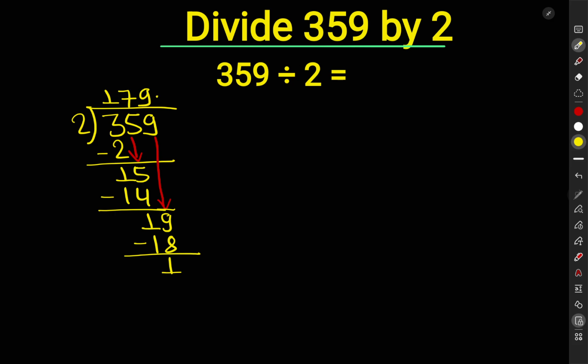So we put here decimal so that we take 0. Now it is 10 and 2 times 5 means 10. On subtracting it is 0. So 359 divided by 2 is 179 decimal 5.